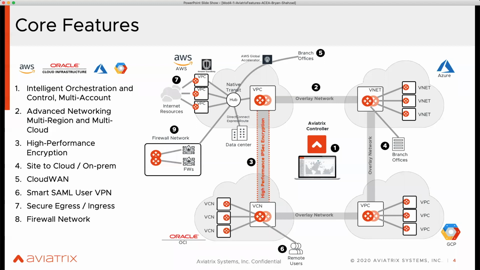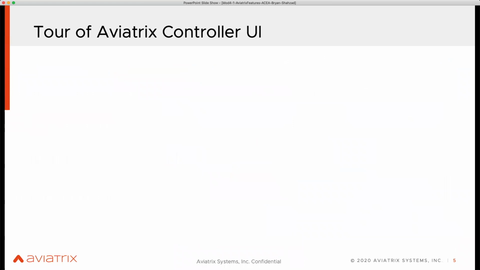And then last is the operational tools. We have tools built into the platform like FlightPath, packet capture, traceroute, ping and whatnot. Then we have extreme visibility through CoPilot that we'll also show you today. All right, so now I think I should take you into the controller and show you how it actually looks.